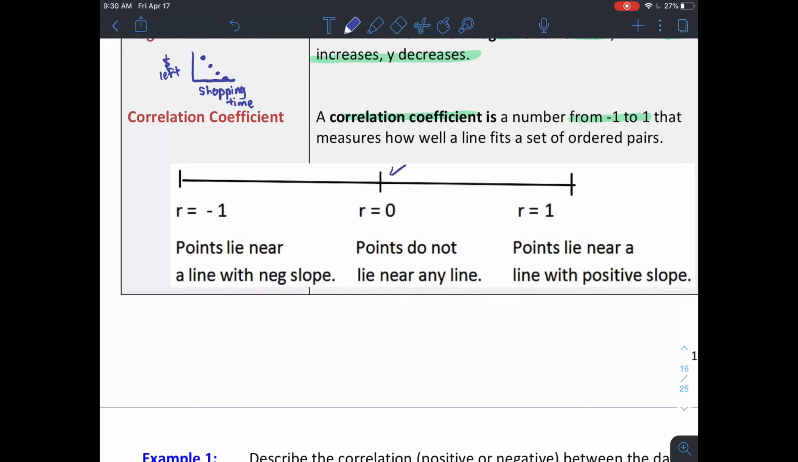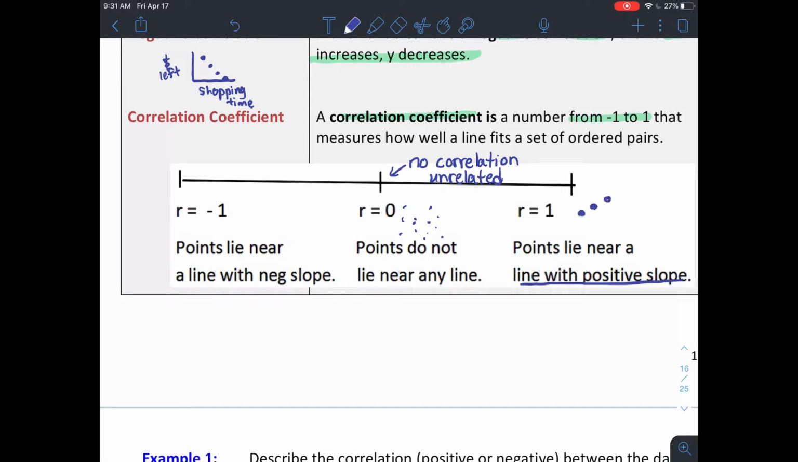If you have data values that are just all over the place, there's not really a correlation between the two variables, say like age and IQ score. Those two things are unrelated. Your data points, if you were to put those in ordered pairs, would be all over the place. They'd have a correlation of 0 if there's no correlation.